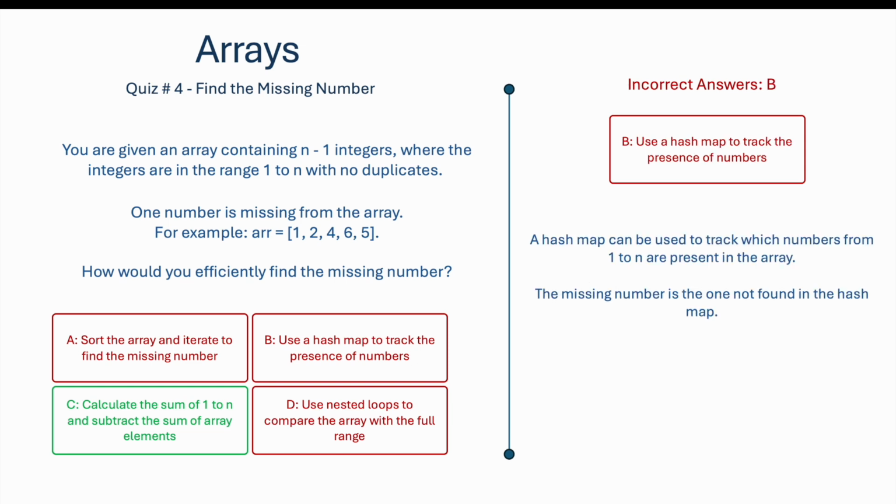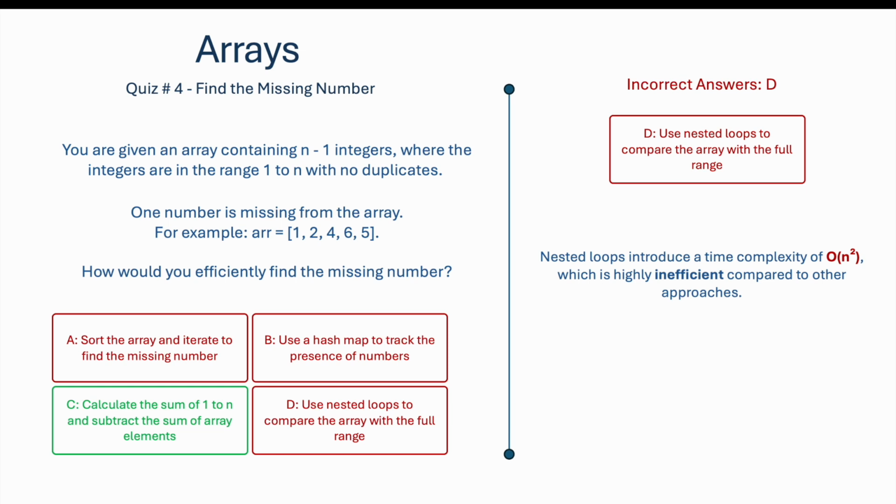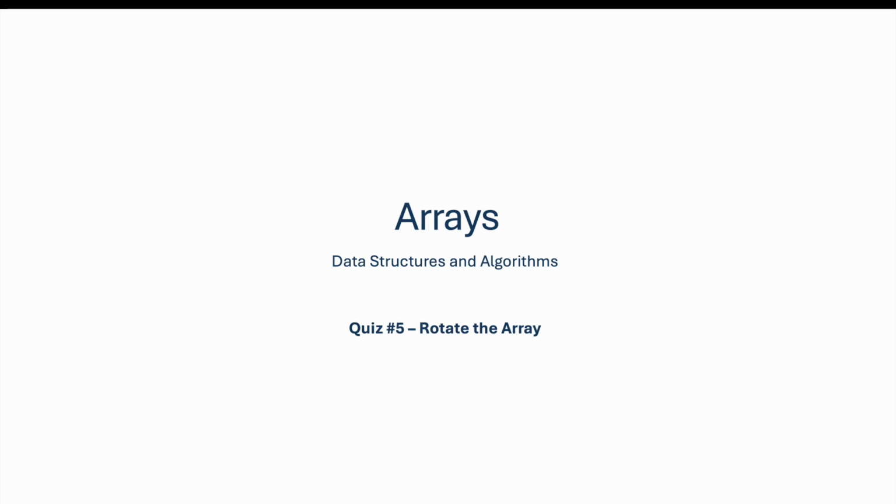Option B is incorrect because a hash map can be used to track which numbers from 1 to n are present in the array. The missing number is the one not found in the hash map. While this approach works in order of n time, it requires order of n additional space as well for the hash map. Option D, use nested loops to compare the array with the full range. Nested loops, as we know, introduce a time complexity of order of n squared, which is highly inefficient compared to other approaches and impractical for larger arrays.